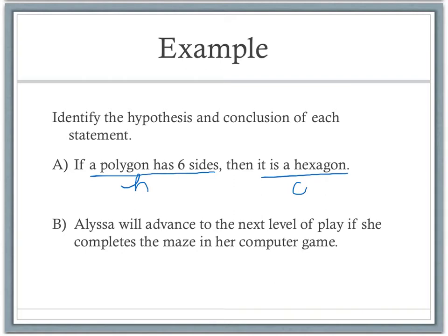Letter B, Alyssa will advance to the next level of play if she completes the maze in her computer game. The hypothesis is that Alyssa will complete the maze in her computer game. The conclusion, then, is that she will advance to the next level of play. Your hypothesis is that she completes the maze in her computer game, and the conclusion is that she'll advance to the next level of play.